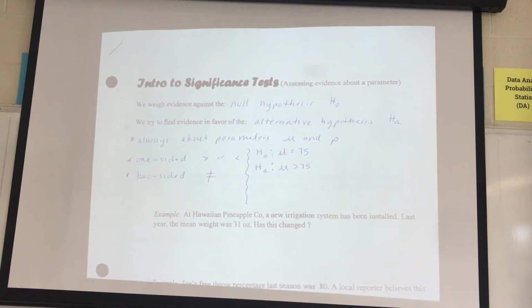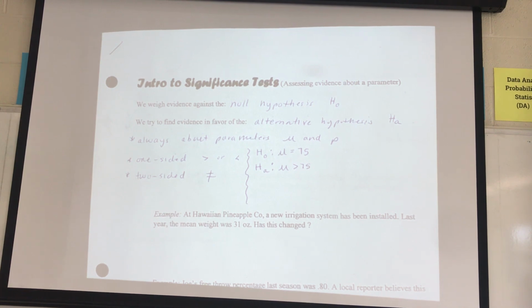Now, when you write a null and alternative hypothesis, again, you can only use mu or p. This was a mu example; I'll give a p example in a second. Your null hypothesis is always that it equals something. The alternative can be greater than, less than, or not equal to that same number. I can't have a 75 in my null hypothesis and then a 78 in my alternative hypothesis. Those two numbers have to be the same.